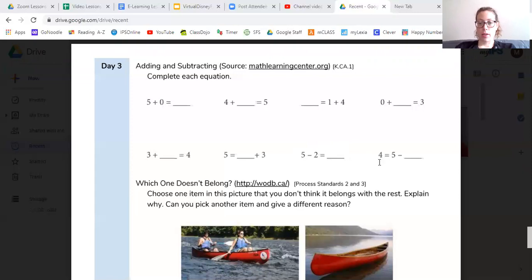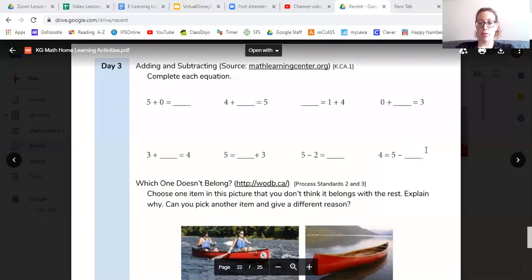And then the last one here, 4 equals 5 minus blank. We are solving for our missing part. All right? That is some tricky work, but I know you can do it. So just keep working on it, and if you need help, reach out to your teacher or someone in your family. And we're going to move on to the next part, okay?